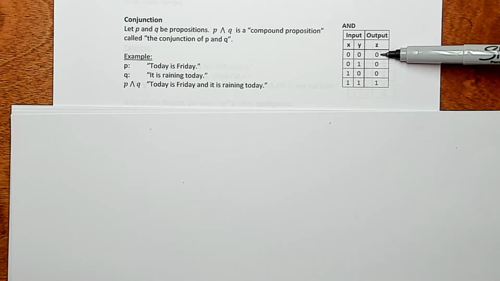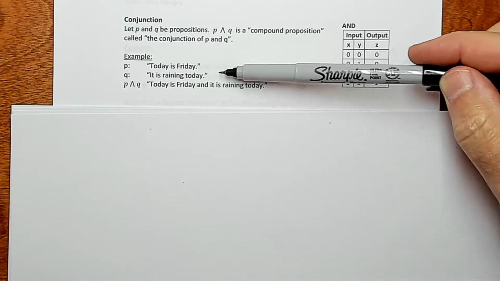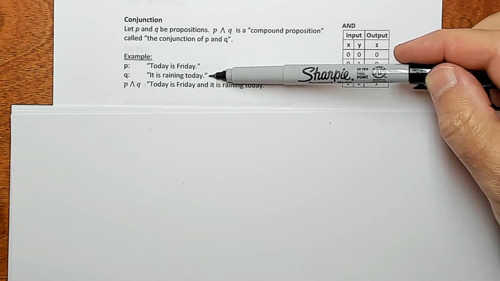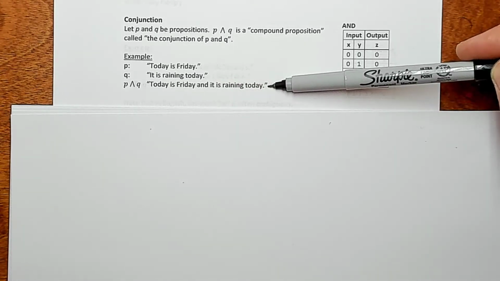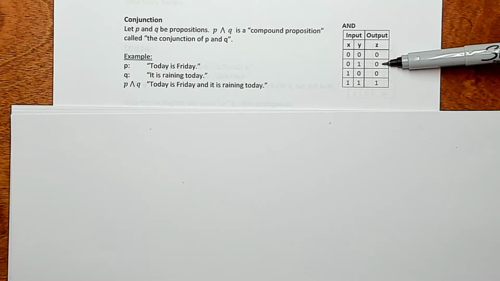Okay, I'm lying to you. And in fact, it could be raining. Let's say it really was raining today, but it's still not Friday. And I said to you, today's Friday and it's raining today. Then Mr. Boole says that I'm still lying to you.